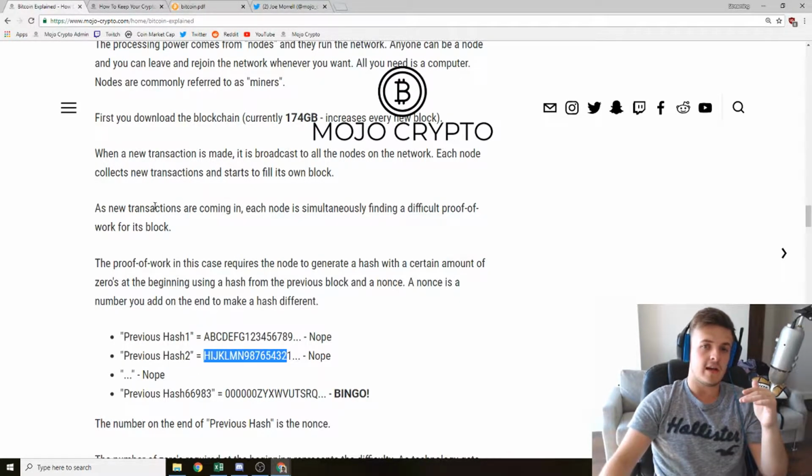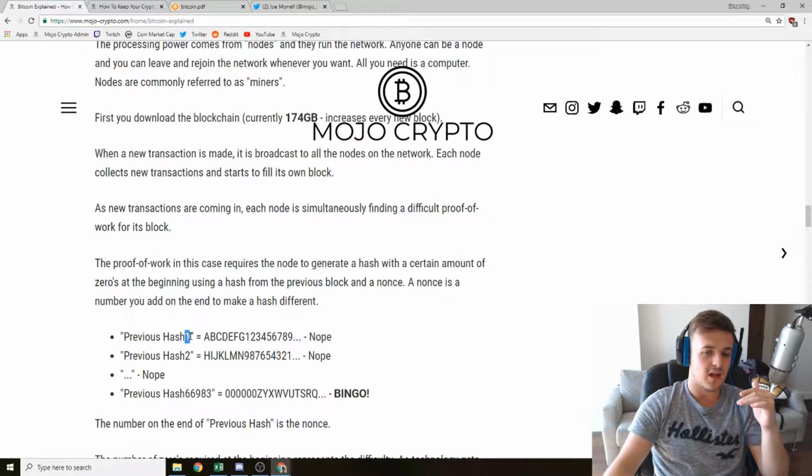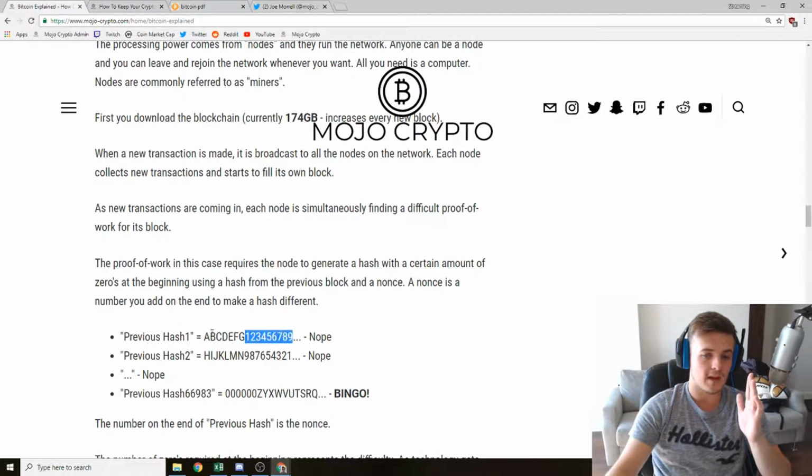So what you add on the end is called a nonce, and that is basically just a number that you add on to the end of a hash. So if I add 1, I get a different hash. If you change a single thing and then hash it, it comes out as a completely different one.